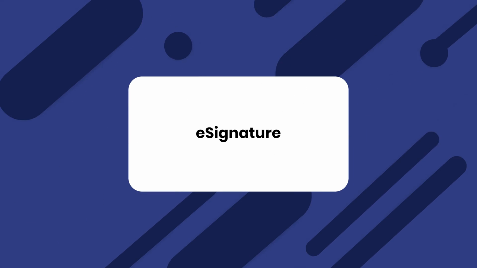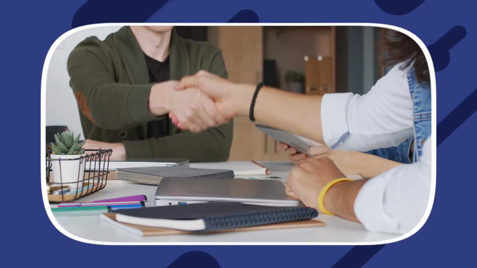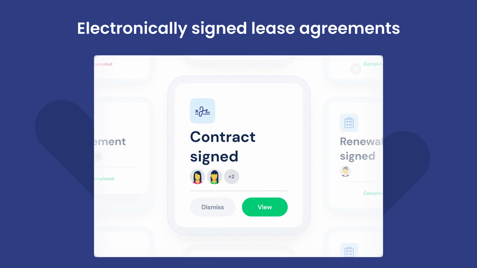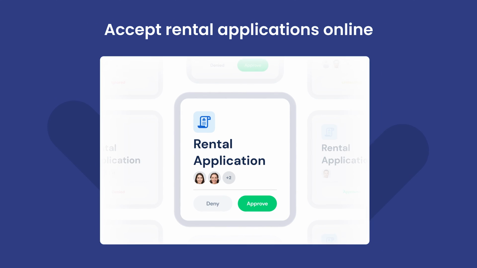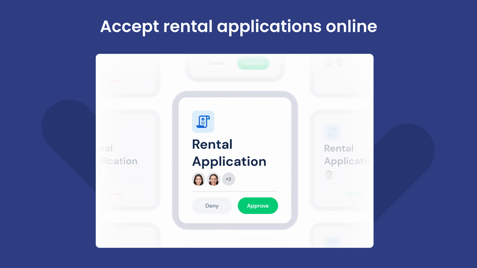eSignature. Lease signing is your biggest opportunity to lay the foundation for a pleasant tenant experience, and that relies on making the process as easy and efficient as possible. With DoorLoop, you can also get your subleases e-signed in a few seconds. You can also get to the e-signature step much more easily by creating reusable sublease templates that are auto-filled with tenants' information.